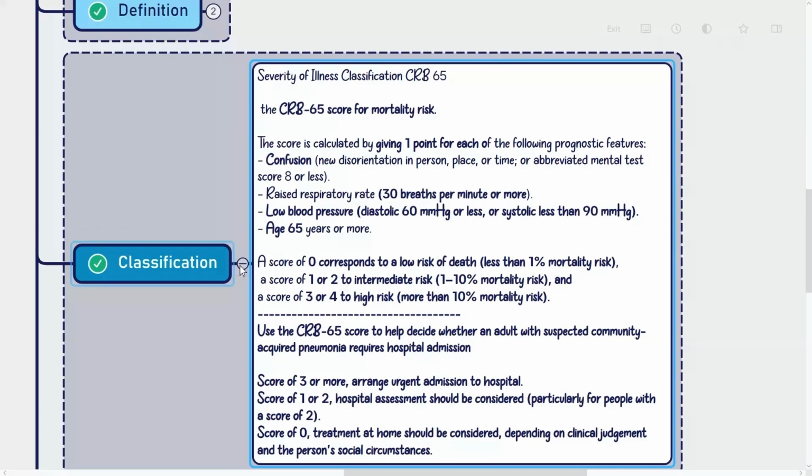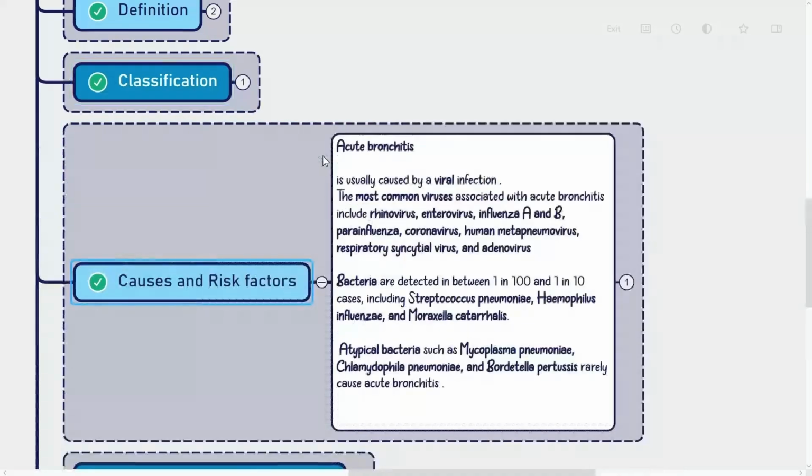Acute bronchitis is usually caused by a viral infection. The most common viruses associated with acute bronchitis include rhinovirus, enterovirus, influenza A and B, parainfluenza, coronavirus, human metapneumovirus, respiratory syncytial virus, and adenovirus. Bacteria are detected in between 1 in 10 cases, including Streptococcus pneumoniae, Haemophilus influenzae, and Moraxella catarrhalis. Atypical bacteria such as Mycoplasma pneumoniae, Chlamydophila pneumoniae, and Bordetella pertussis rarely cause acute bronchitis.